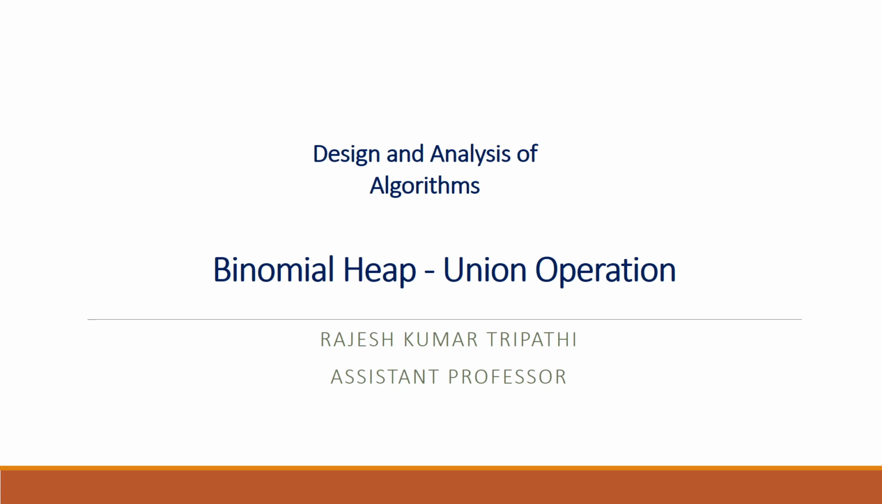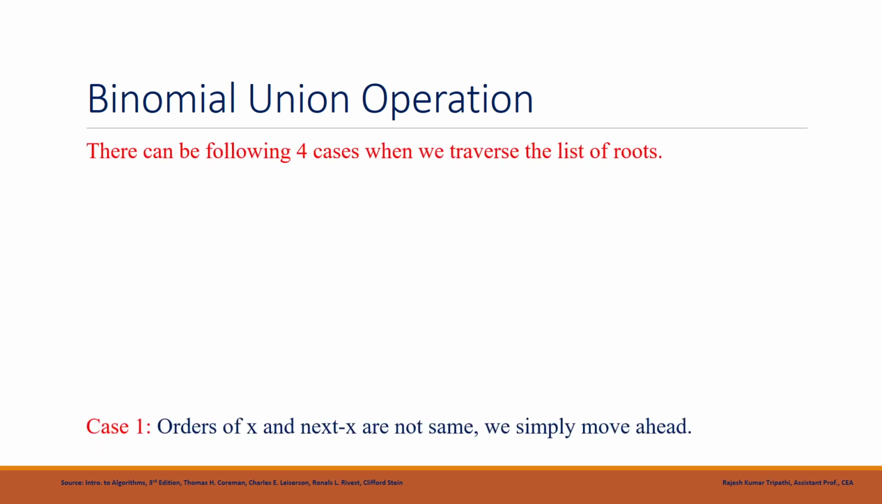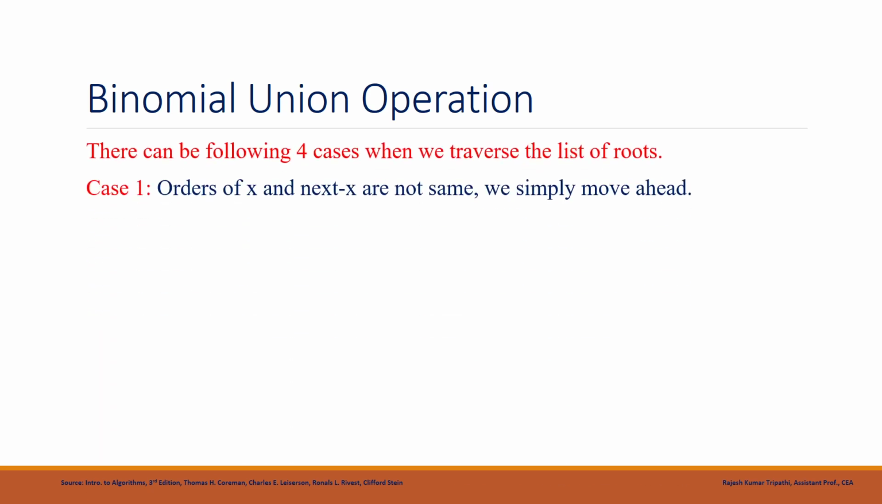Union operation is an important process of binomial heap which consists of four important cases. So first, we must remember these four cases. What are these cases? So first we will check the order of x and next x binomial trees. If both are not the same, then our pointers will move in the forward direction.